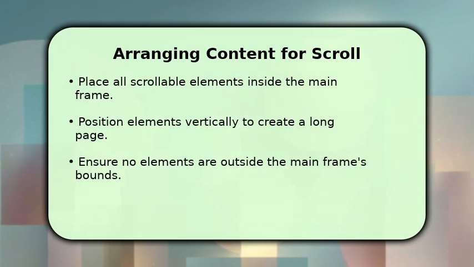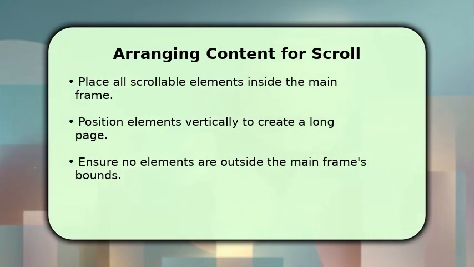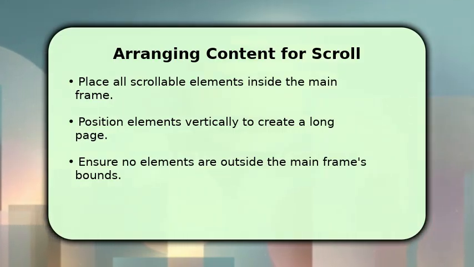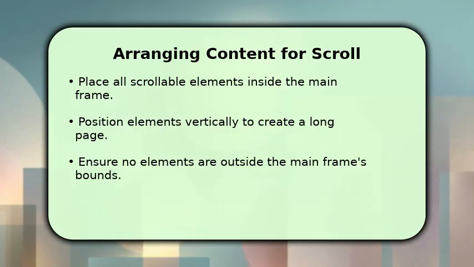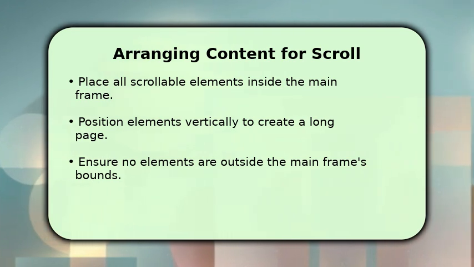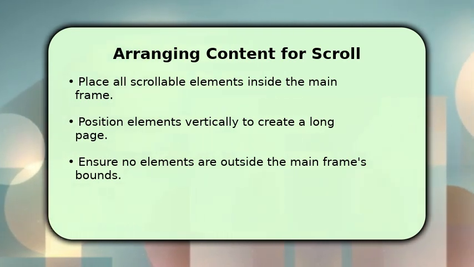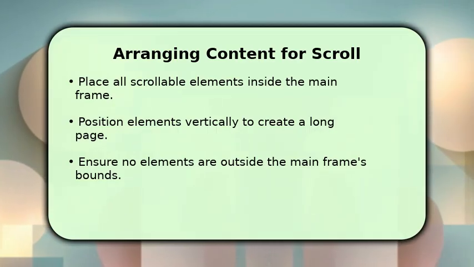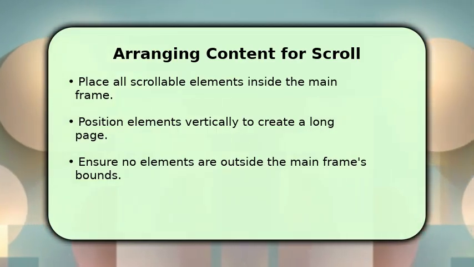Next, arrange all your content elements, such as text blocks, images, and buttons, within the main frame. Stack them vertically to create the illusion of a long page. It's important that all these elements are nested inside your main scrolling frame. This organization ensures that everything scrolls together smoothly, providing a cohesive user experience for your audience.